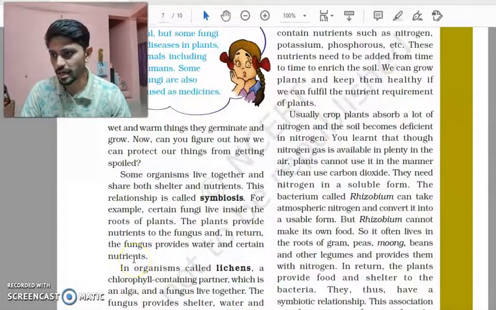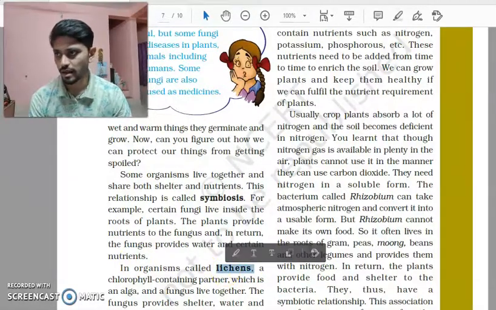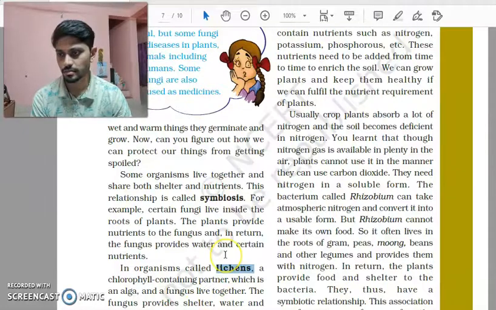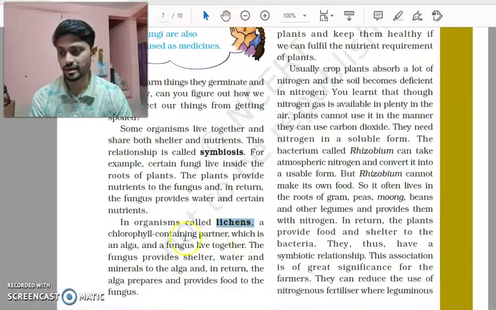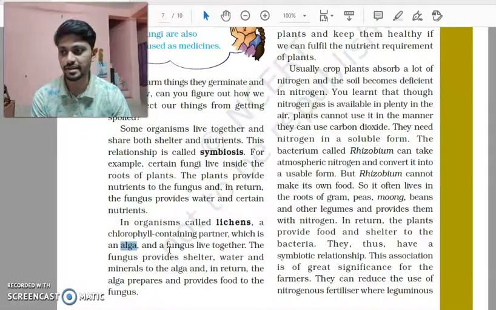A common example would be lichens. It's an important organism. Lichen has a chlorophyll-containing partner, the alga, so it can prepare its food on its own, and it usually lives with a fungus. The fungus provides shelter to the alga, along with water and minerals, and in return the alga prepares food for the fungus.